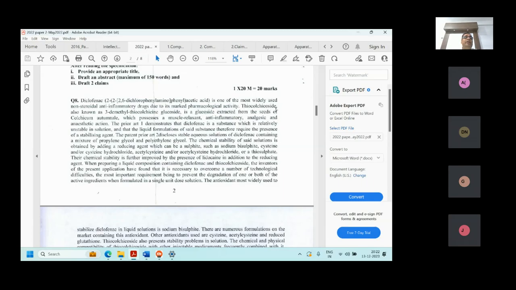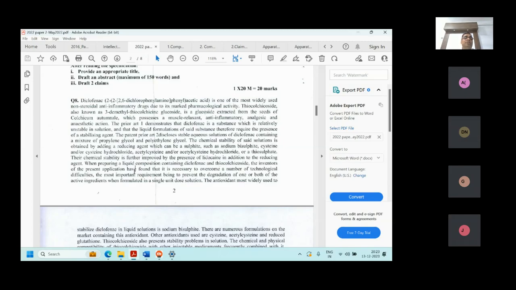Then we're talking about thiocolchicoside, and it says that this is a muscle relaxant anti-inflammatory agent. Now it says that diclofenac is unstable in a solution, so a liquid formulation of that needs a stabilizing agent. Further, it talks about another background, an aqueous solution, where the chemical stability has to be obtained by adding a reducing agent. So what is a stabilizing agent here? Sulfite, sodium bisulfite, cysteine and so on.